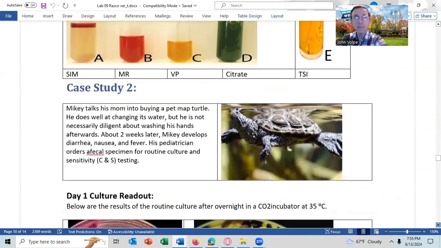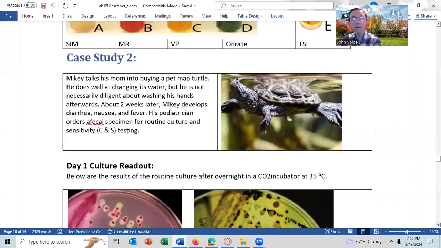Let me just briefly talk about case study 2. Mikey is a little boy and he talks his mother into buying a pet map turtle, shown here. Mikey does very well at changing its water, but he's not necessarily diligent about washing his hands afterwards. So he'll handle the turtle and not wash his hands and then go and eat. About 2 weeks later, Mikey develops nausea, diarrhea, and fever. His pediatrician orders a fecal specimen and routine culture and sensitivity testing.